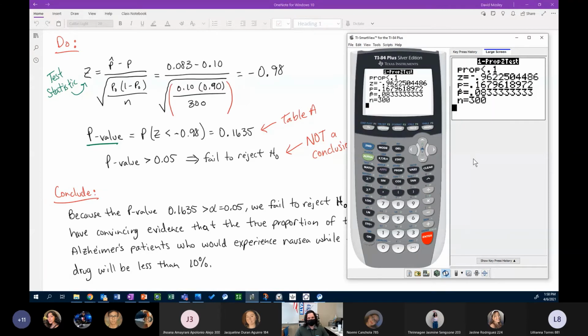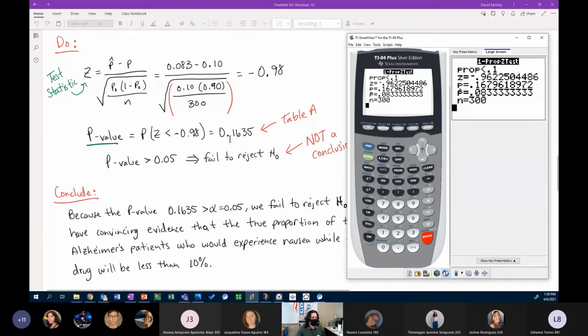I would suggest learning and knowing how to do both, and being able to do both on each type of problem, so that you can have confidence in the work that you're doing by hand as well. The numbers will not always match up. Notice I have negative 0.98 and they have negative 0.96. That's due to rounding, and that's okay, right?